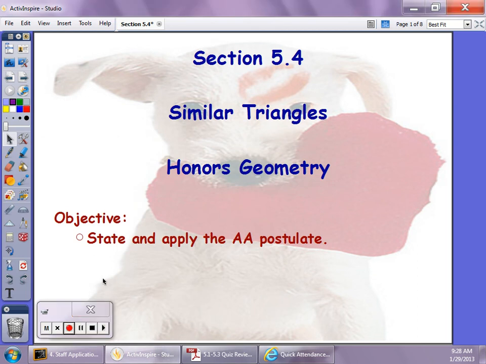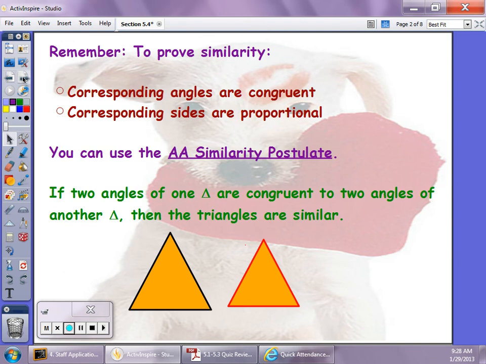Today's honors geometry lesson is on section 5.4 on similar triangles. Our objective is to state and apply the angle-angle similarity postulate. From the previous sections, in order to prove that triangles were similar, you had to prove 6 different things.